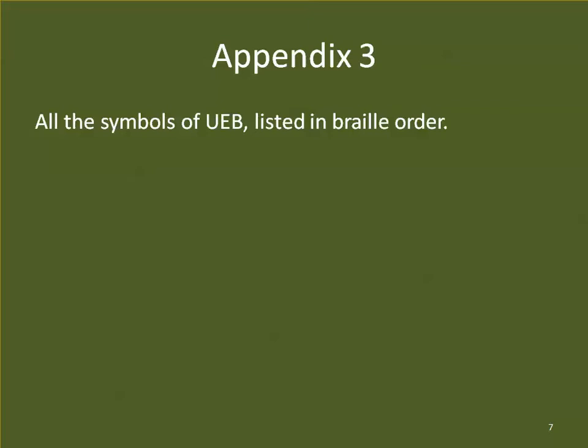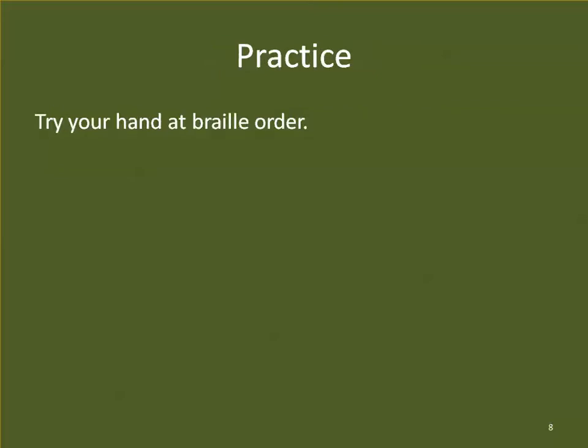Again, it's not vitally important to understanding the code, but it can just help you understand how to find things when you need to look things up. So go ahead and just give the Braille order a try. It's just a little exercise. You might want to stop the video now and get this out of the way before we move on to the symbols.